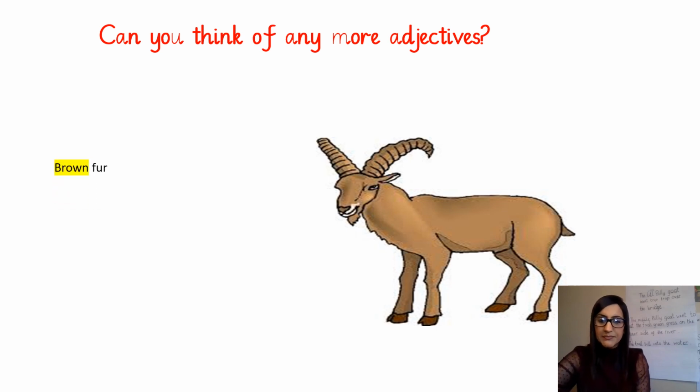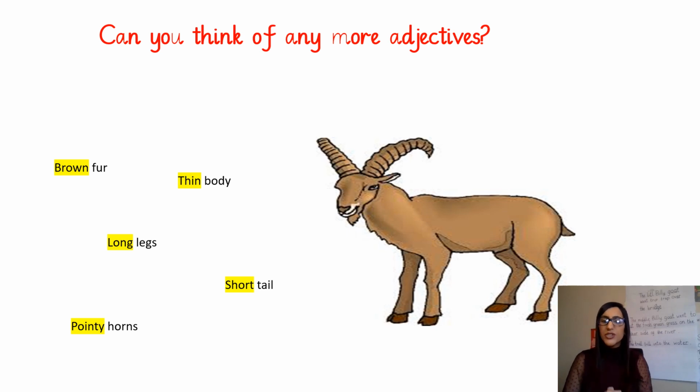So brown, the goat is brown. Thin, the goat is thin. Long, the goat has long legs. Pointy, the goat has pointy horns. Short, the goat has a short tail. Which of the ones did you think of? The goat has small eyes. The goat has a brown nose. The goat has a brown beard. Can you think of any more?